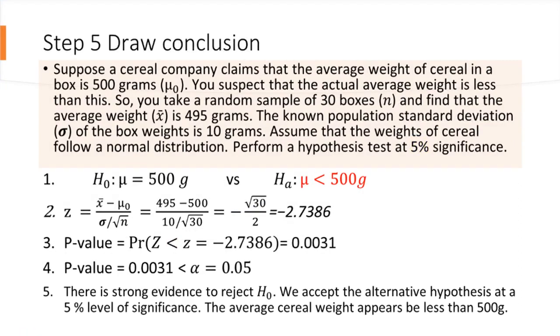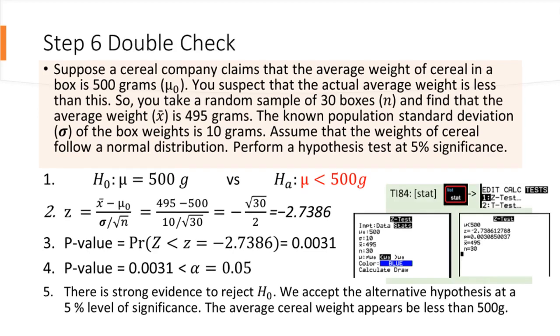Step 5. Make a conclusion based on the comparison and the question. As the p-value is less than the significance level, 5%, we can say there is strong evidence to reject H0. We accept the alternative hypothesis at a 5% level of significance. The actual average weight should be less than what the company claims. It seems that the company will face a class action. You may get paid because your breakfast was on a diet.